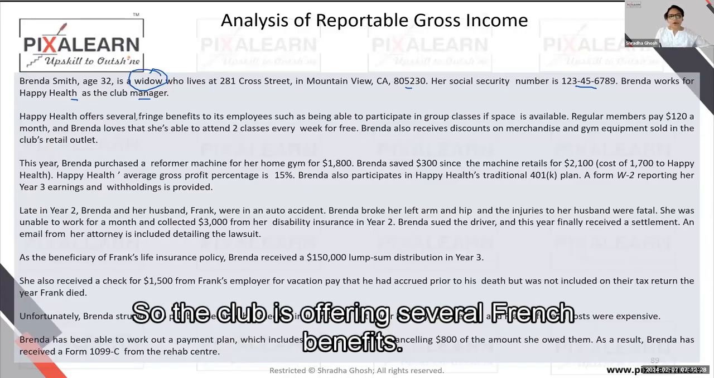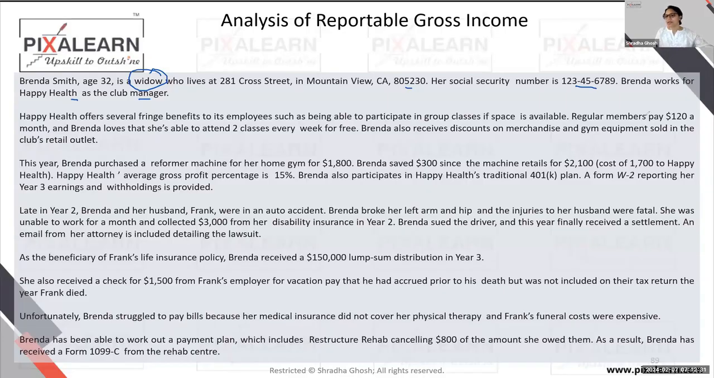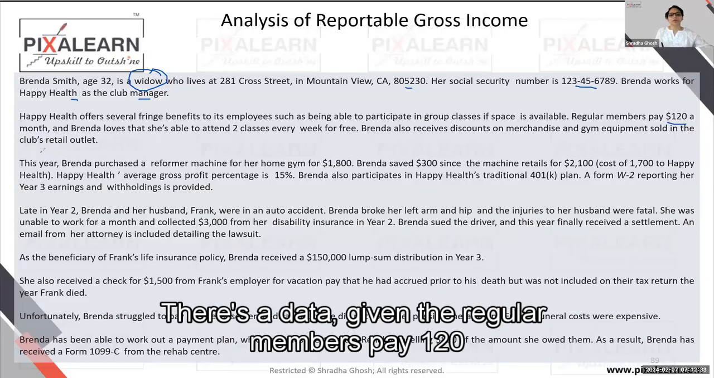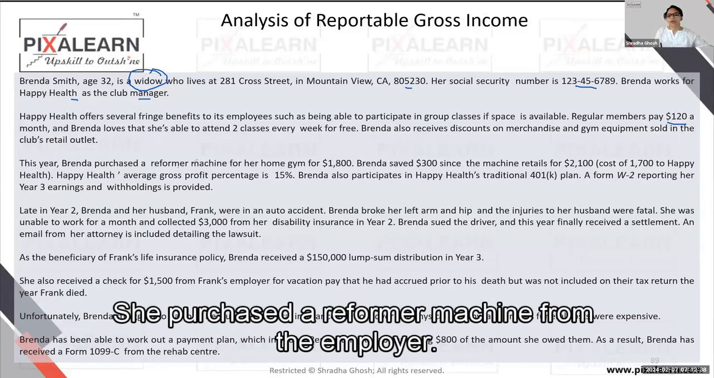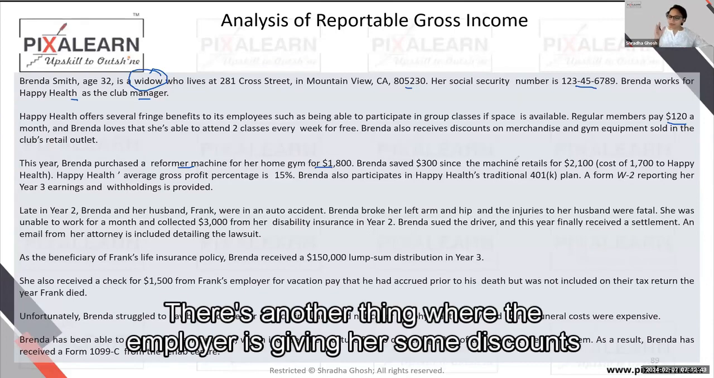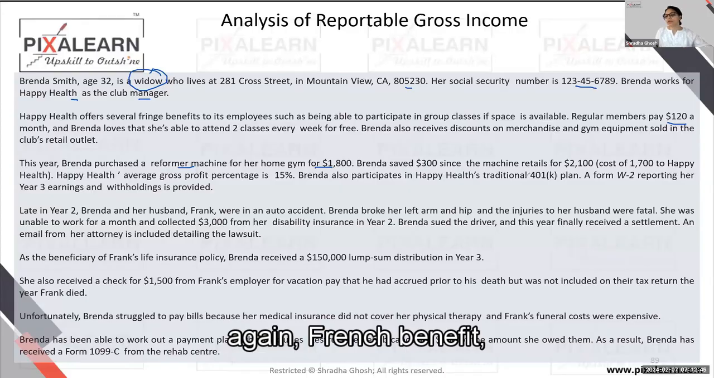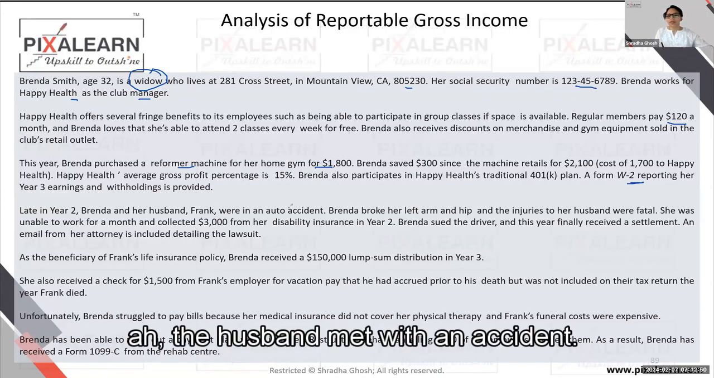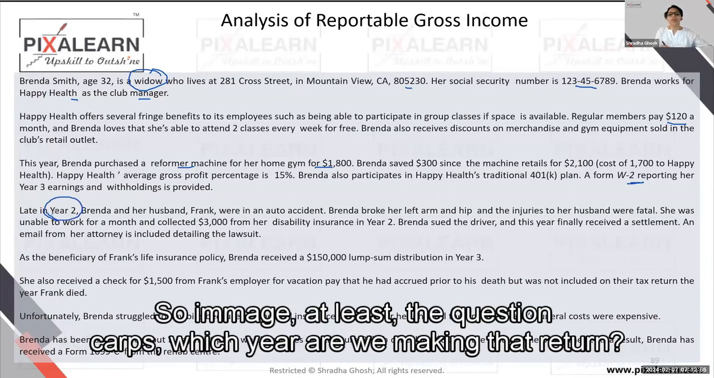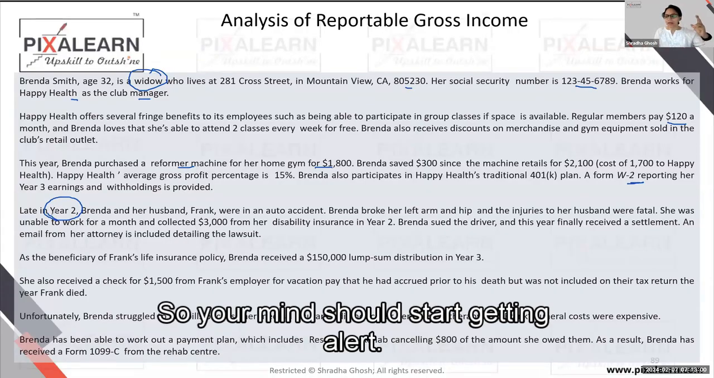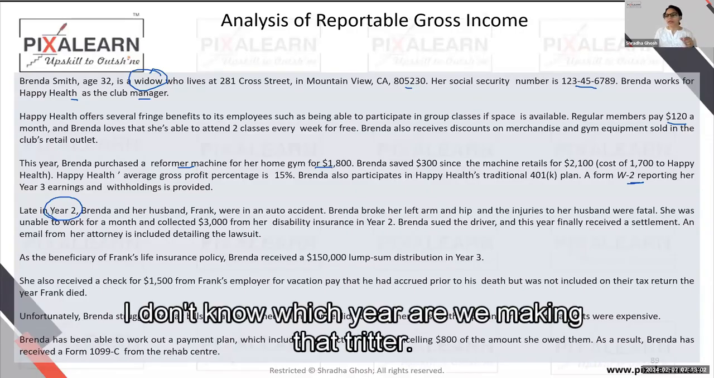So the club is offering several fringe benefits. There's data given. The regular members pay 120. She's taking it. So there's something to do with fringe benefit. She purchased a reformer machine from the employer. Okay, there's another thing where the employer is giving her some discount. So again, fringe benefit. Then W2 wages. Okay. The husband met with an accident, broke her left. Okay, the accident happened in year 2. So immediately the question comes, which year are we making that return? Okay, so your mind should start getting alert. I don't know which year we are making that return.